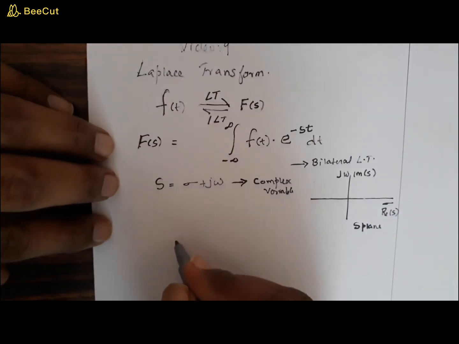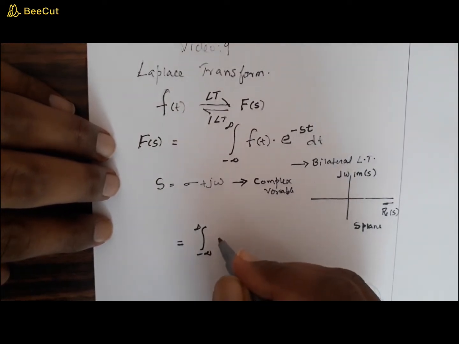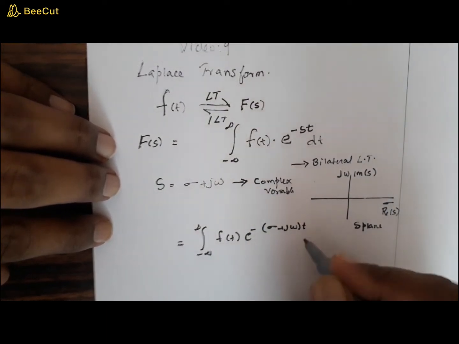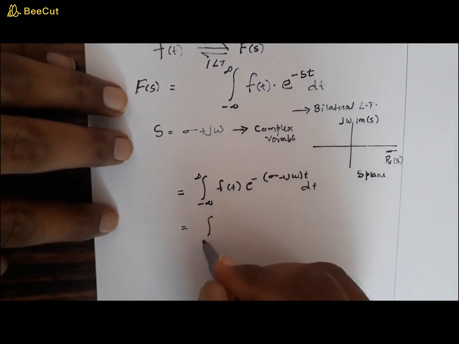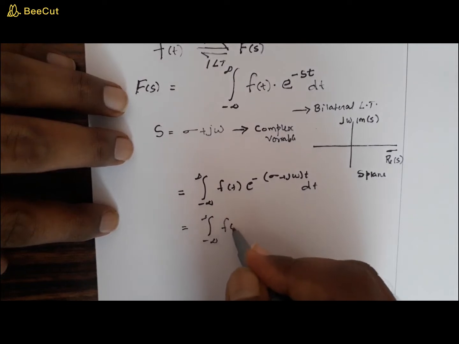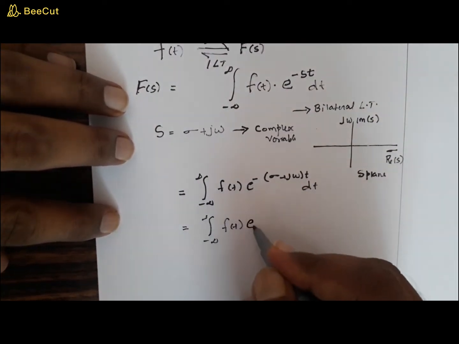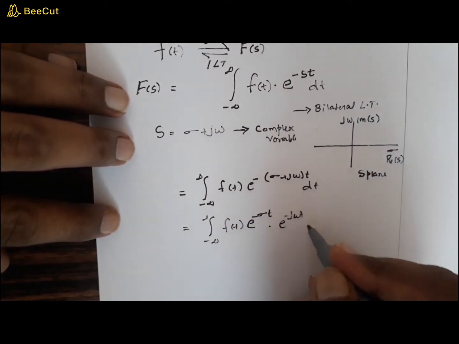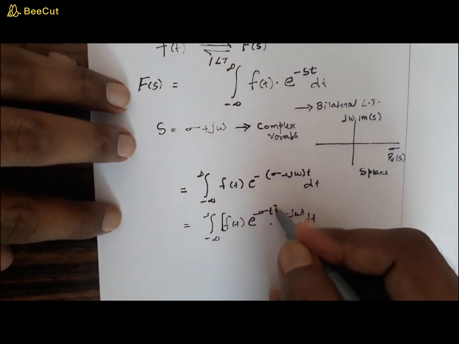Now let me just substitute this value of s in this equation. You will get integral minus infinity to plus infinity f of t e raised to minus (sigma plus j omega) into t dt, right? Now this can be written as integral minus infinity to plus infinity f of t into, you can split this exponential as e raised to minus sigma t into e raised to minus j omega t dt. Okay, now you can combine these together, right?